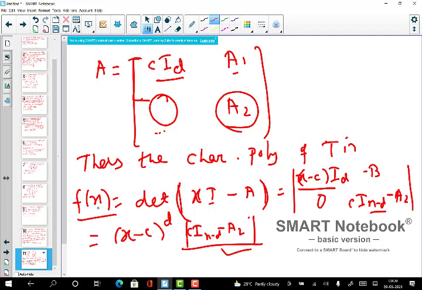So what does that mean? That means the geometric multiplicity d is at most the algebraic multiplicity, right? The algebraic multiplicity may be more than that. So this implies that d is less than or equal to m. Okay, so this is the proof.